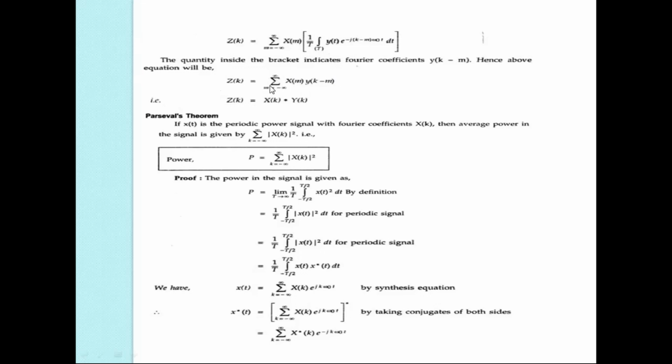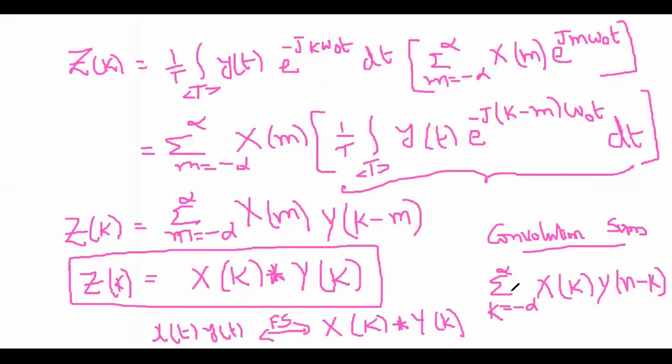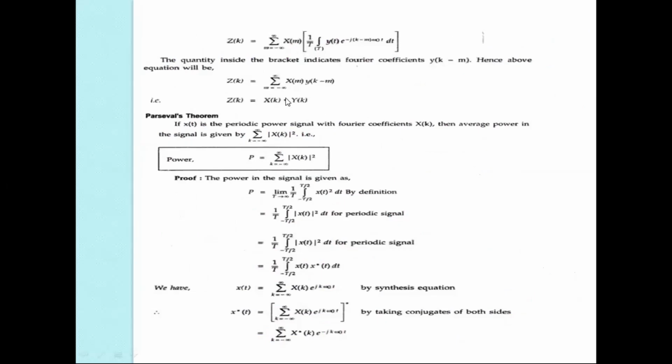And this equation, the sum of m equals minus infinity to infinity x of m y of k minus m, is the convolution sum formula. What we already saw, the convolution sum of k equals minus infinity to infinity x of k y of n minus k, here with m and n in place of k. So x of k convoluted with y of k. So z of k equals x of k convolution y of k. Understood, my dear students?